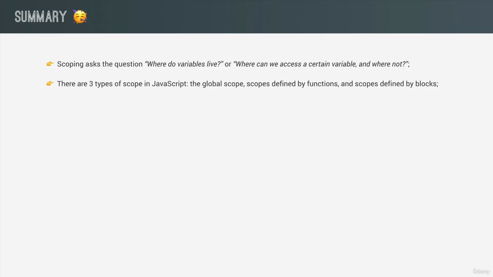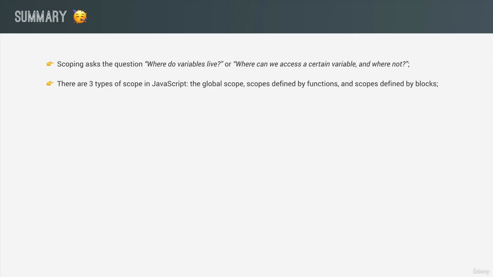And I know that this was quite a long lecture with a ton of stuff to take in, and so here is a handy summary with the main takeaways from this video. So to start, scoping asks the question, where do variables live? Or where can we access a certain variable and where not? That's what scoping is all about. Now, there are three types of scope in JavaScript: the global scope, scopes defined by functions, and scopes defined by blocks, starting in ES6.